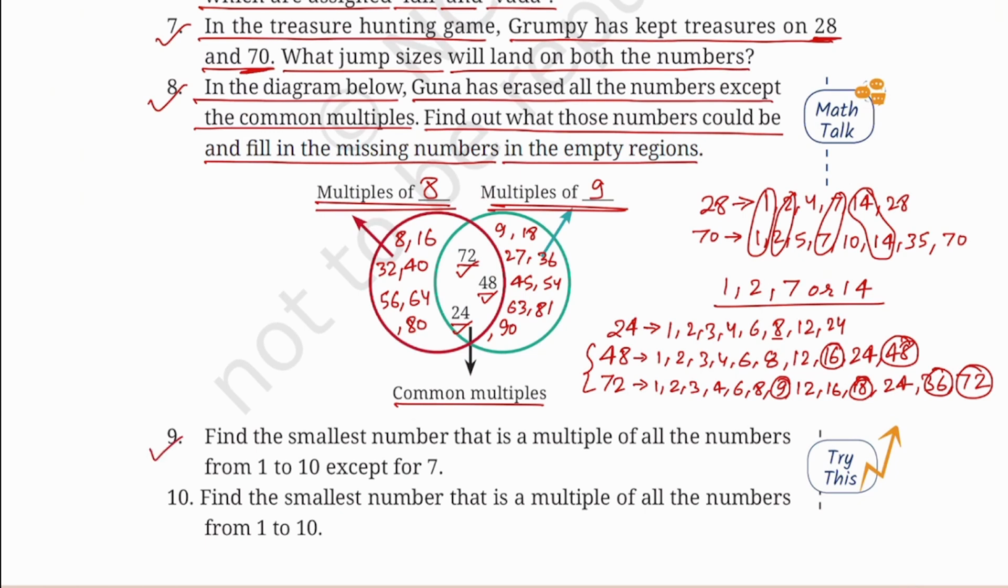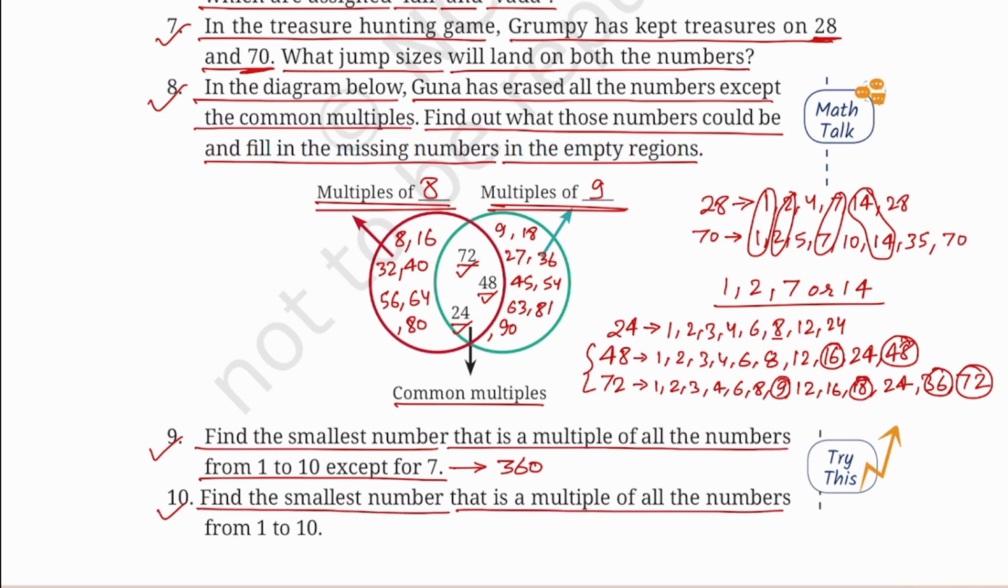9. Find the smallest number that is a multiple of all the numbers from 1 to 10 except 7. The answer is 360. 10. Find the smallest number that is a multiple of all the numbers from 1 to 10. The answer is 2520. That is 7 times 360.